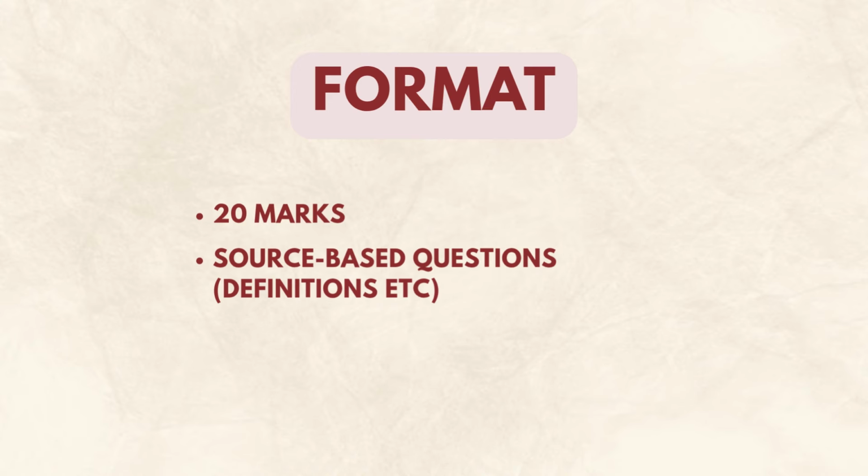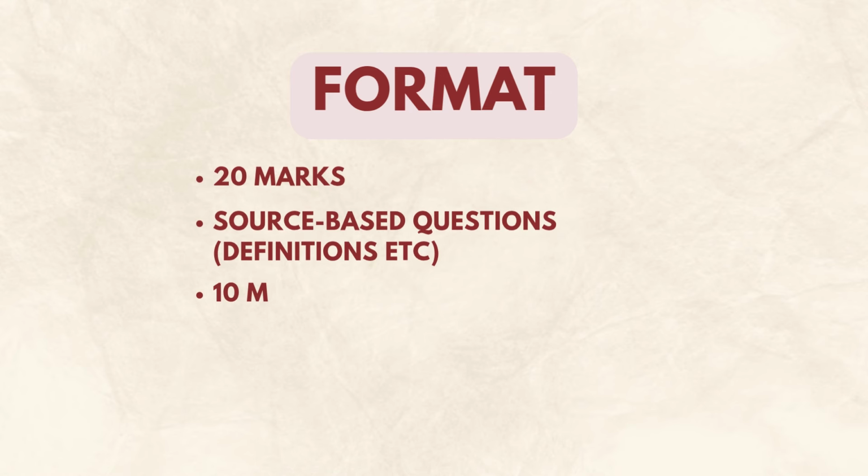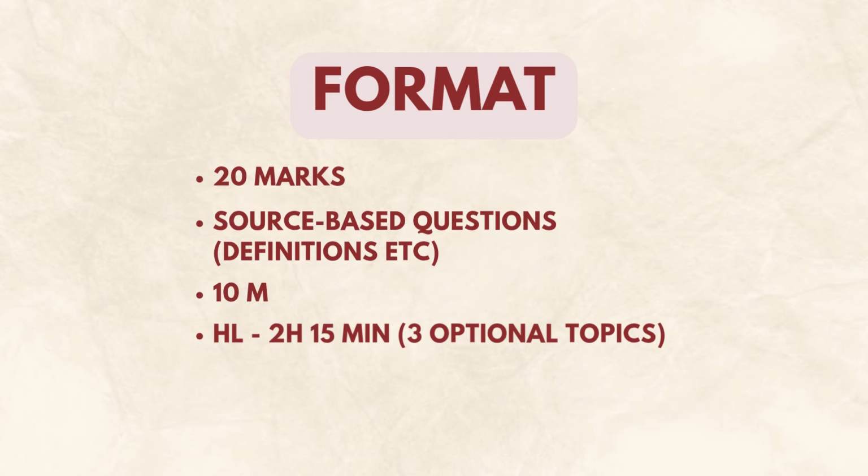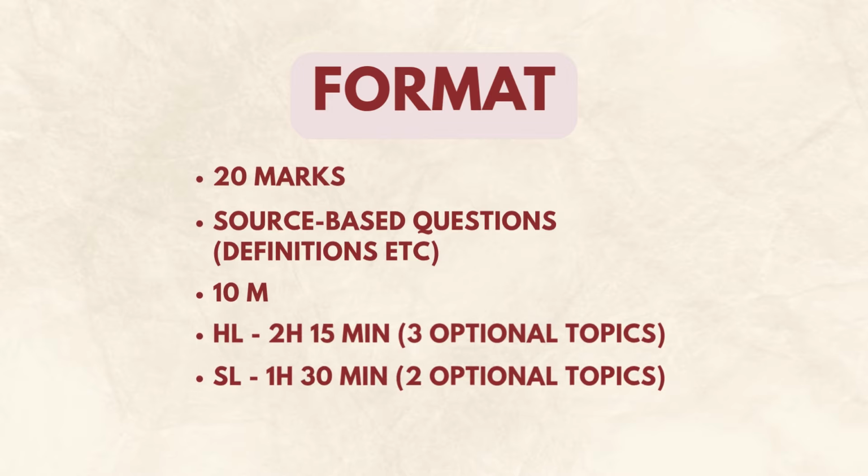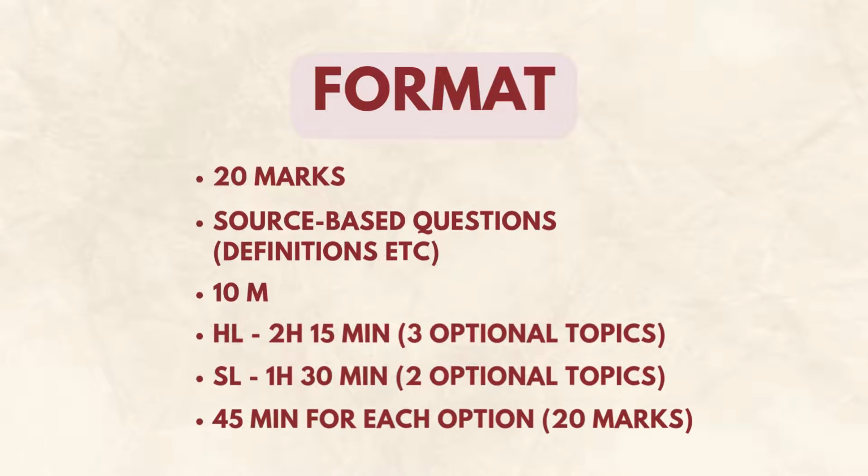Each optional question is 20 marks, and that usually breaks down into a source-focused part followed by a 10-marker. Now, a quick reminder about the 10-mark question. You get two choices, and you pick one. HL students get 2 hours 15 minutes for 3 optional topics, and SL students get 90 minutes for 2 optional topics. That's roughly 45 minutes for 20 marks, or about 2 minutes per mark, which is generous compared to other subjects like psychology, where you only get a bit more than 1 minute per mark.